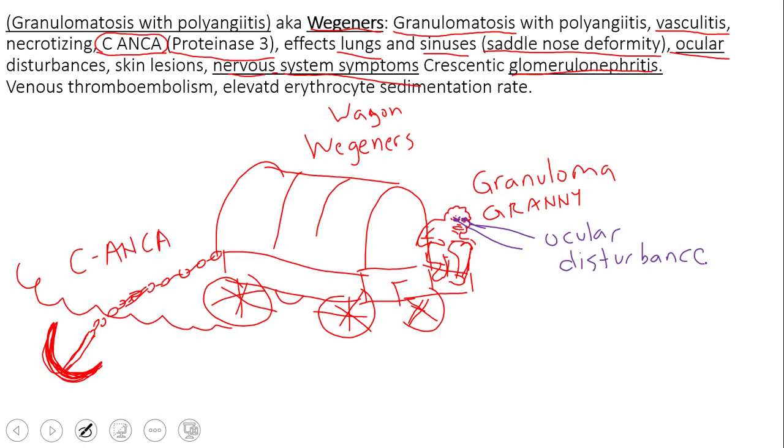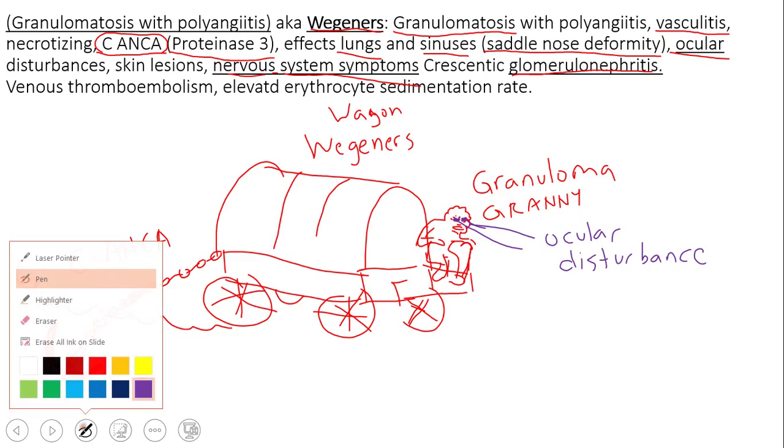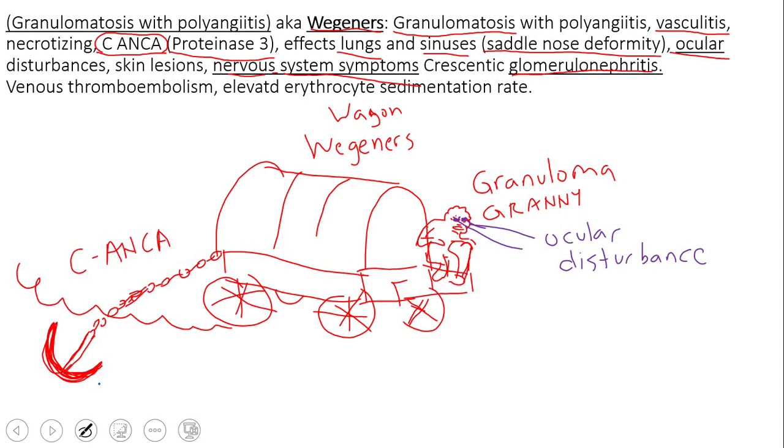Okay, saddle nose deformity. So maybe for that, since her nose, I can't really see it, I'll just have to draw a weird looking saddle that looks like a nose or something. So she's sitting on a saddle nose. That's a nose, right? There we go. So saddle nose. That doesn't look like a saddle nose, but it doesn't matter because I'll remember that the wagon and the saddle go together. Saddle nose deformity. Oops. Nose. There we go.